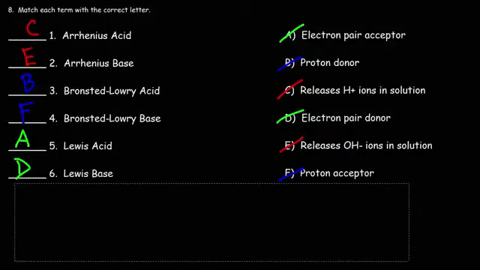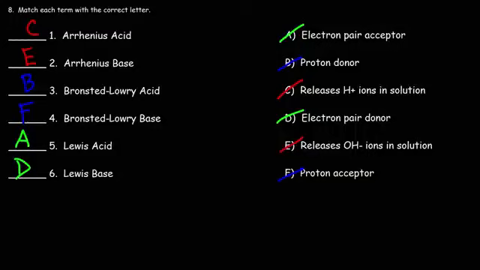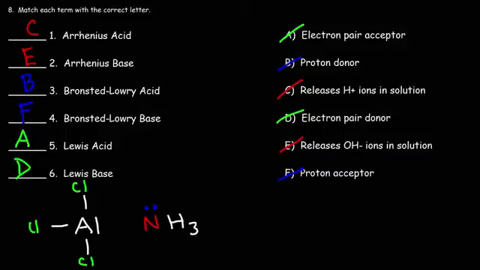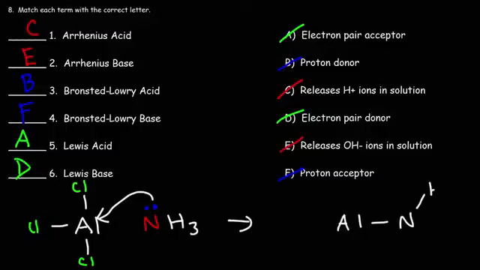Now let's consider an example that highlights the Lewis definition of acids and bases. So for this example, we're going to use aluminum chloride, and we're going to react it with ammonia, NH3. Ammonia has a lone pair, and as it donates that lone pair to aluminum, a bond is going to form between aluminum and the nitrogen atom. And so we're going to get a product that looks like this.